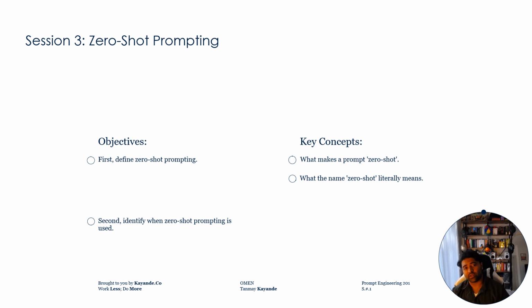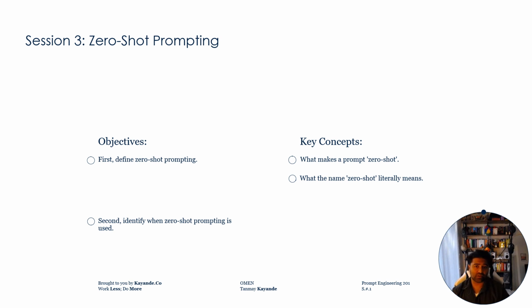Welcome to session 3. So far, we've learned how to craft a prompt, how to configure the AI's output settings, and today we begin our journey into specific prompting techniques, starting with the most common and fundamental one you'll ever use. By the end of this brief session, you'll be able to define what zero-shot prompting is, and second, identify when zero-shot prompting is used.